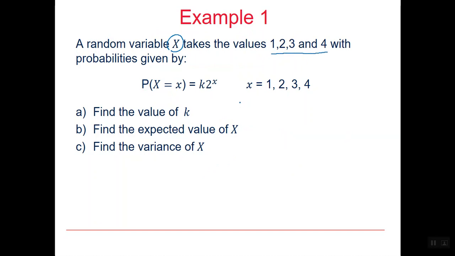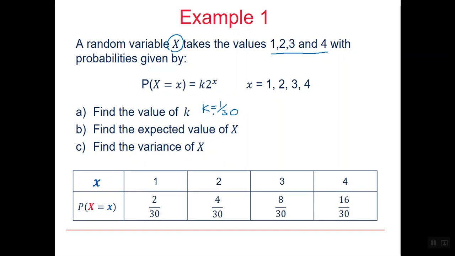This should be familiar to you if you have watched video 1.1, and in that video we showed how to do part A. So it turns out that K is equal to 1 over 30. We worked out that K was 1 over 30, and we were able to work out the probability distribution of this random variable, which is shown in this table here. What we're going to do now is part B, where we're going to find the expected value of X, and then we're also going to find the variance.